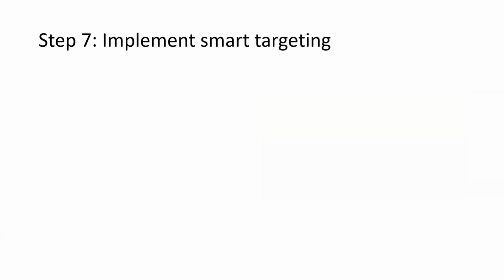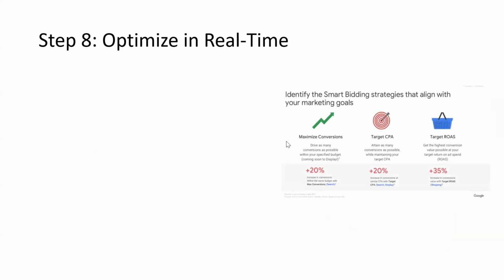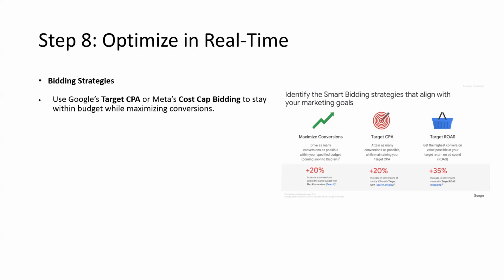And step number seven is implementing smart targeting. So, what is smart targeting? Smart targeting is nothing but the use of AI to track people's interest as they use their internet browsers to surf the web. So, how can we optimize in real time? We can use bidding strategies like targeted cost per acquisition, or targeted CPA, on Google, or Meta's cost cap bidding to stay within the budget while maximizing conversions.